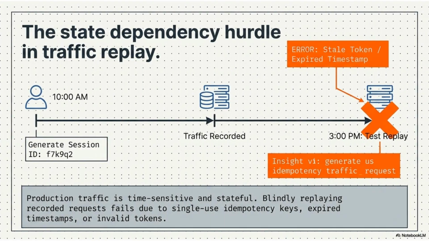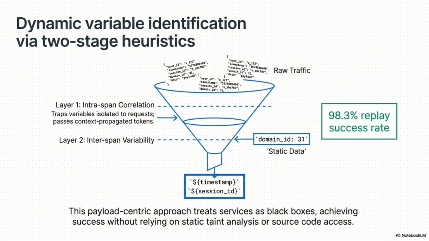A major hurdle in traffic replay is state dependency. Production traffic is time-sensitive and stateful. Blindly replaying recorded requests can fail due to issues like expired tokens or timestamps. CAST uses dynamic variable identification via two-stage heuristics. This payload-centric approach treats services as black boxes, achieving a 98.3% replay success rate without needing source code access.